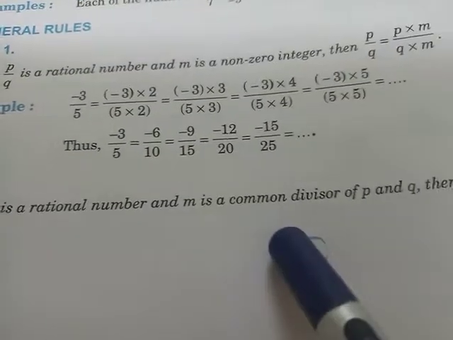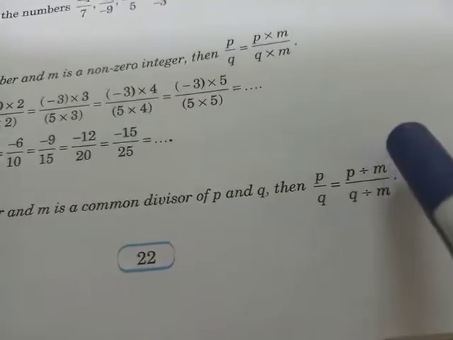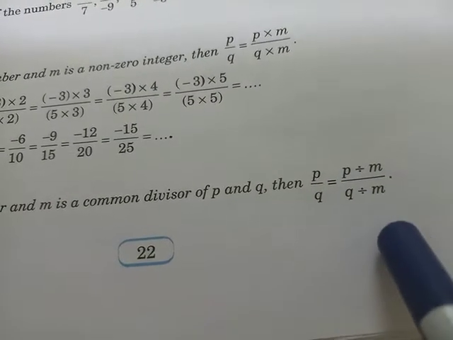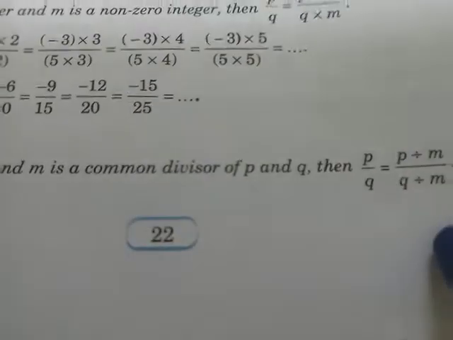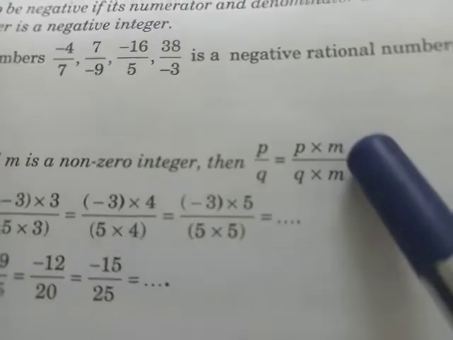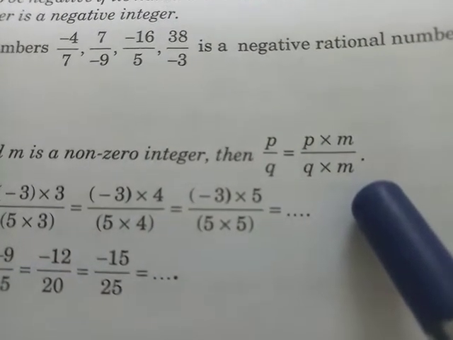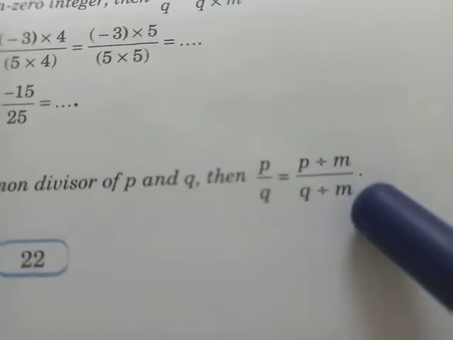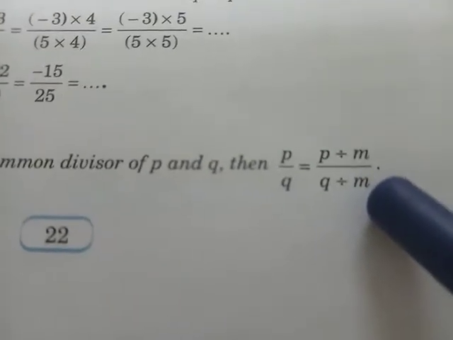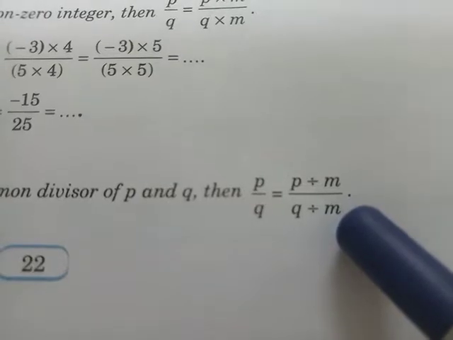If P and Q is a rational number, M is a common divisor, then P by Q is equal to P divided by M, Q divided by M. What does it mean? The way I said in the first rule, that we can multiply the same number in the numerator and the denominator, it does not make any change in the rational number. Similarly, we can divide the numerator and the denominator by the same number, it does not make any change in the rational number. Let's go with the example.